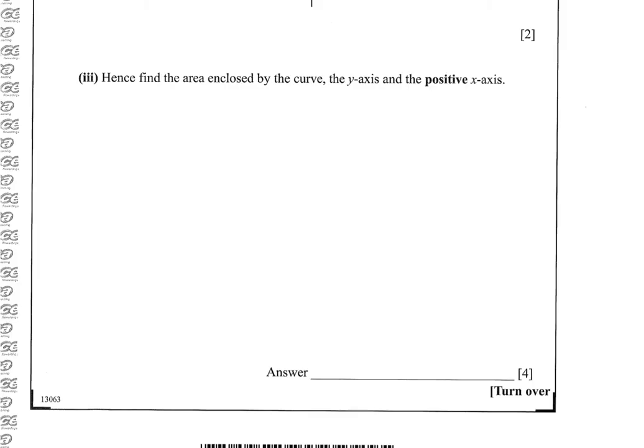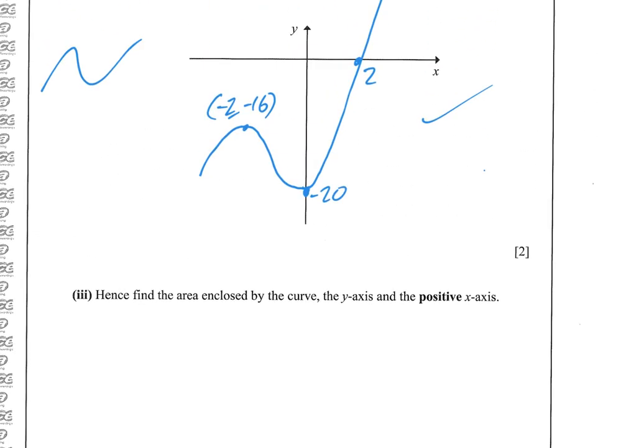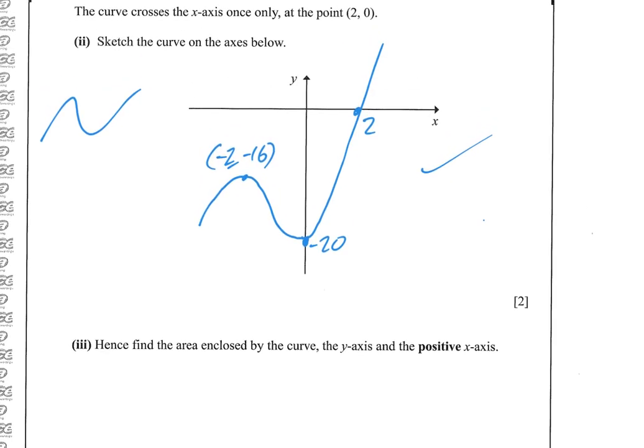Next part of the question says, hence find the area enclosed by the curve, the y-axis and the positive x-axis. So we're looking at this area here. I'm going to shade it in and mark it as my area. So basically we're integrating our curve. Our area A is going to be the integral between x equals 0 and x equals 2 of our curve. And I'll need to go back and find out what my curve is: x cubed plus 3x squared minus 20.